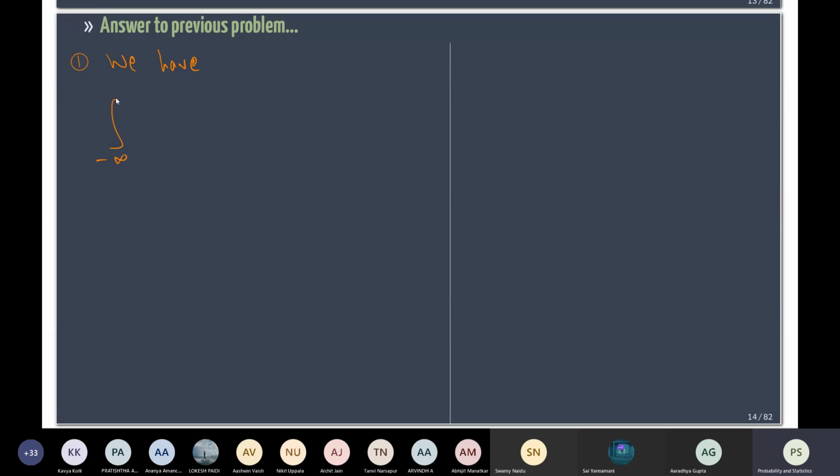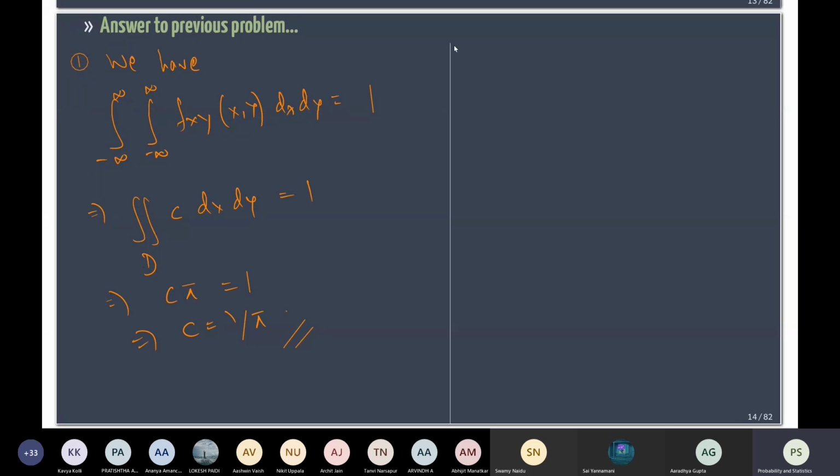So what we have is the integral from minus infinity to infinity, minus infinity to infinity. What we know is that the joint PDF, since it is a PDF, must integrate to 1. So this integration reduces to the disk, and the PDF value was C, dx dy. This must be equal to 1, but C comes out, and the integration over this disk will be the area of the disk, which is pi r square, which is pi, since r is 1. So C pi is equal to 1, which implies C is equal to 1 over pi. Okay, the constant is found.